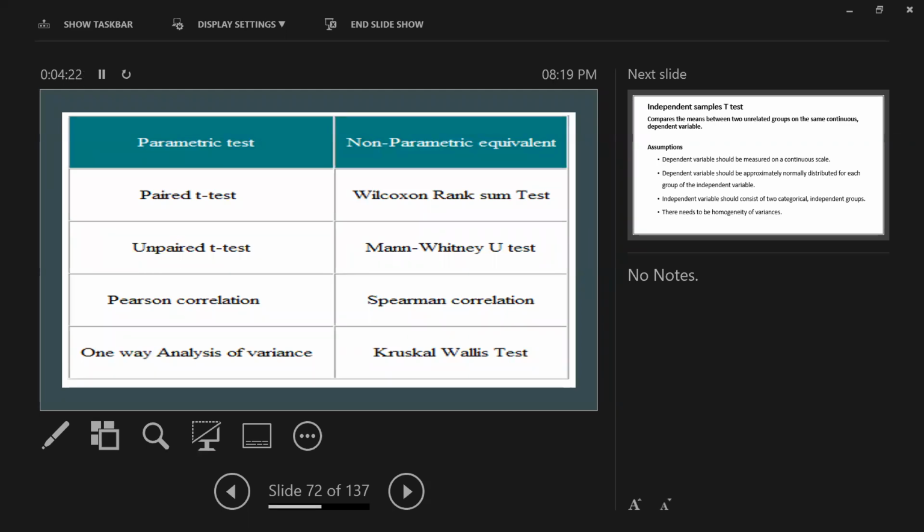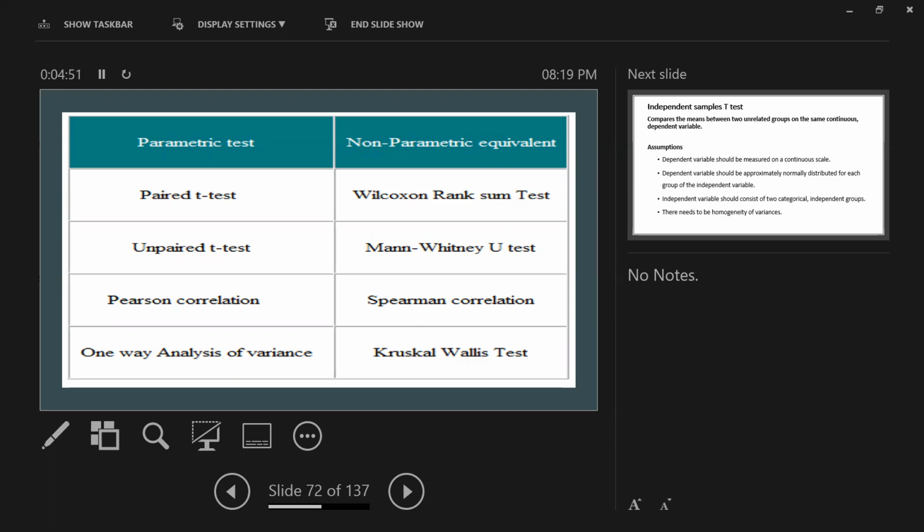That means, if the data is normally distributed and the homogeneity of variance is assumed, then we go for a paired t-test. Suppose in that particular study the normality is not assumed, we are not getting a normal distribution, and the homogeneity of variance is not assumed, then in the same study we can go for the Wilcoxon signed rank test.